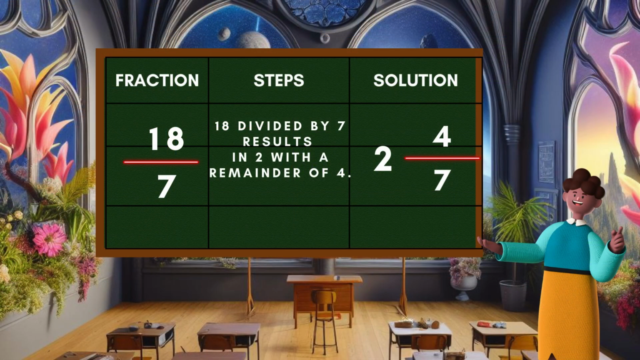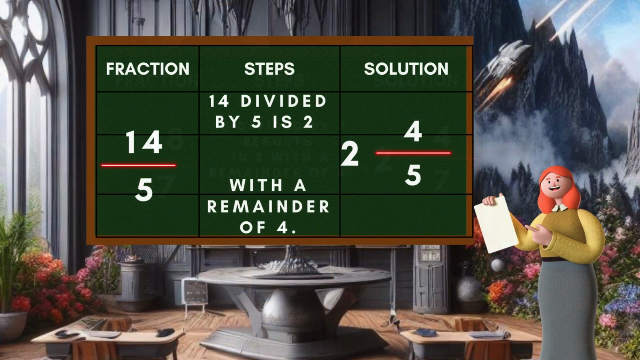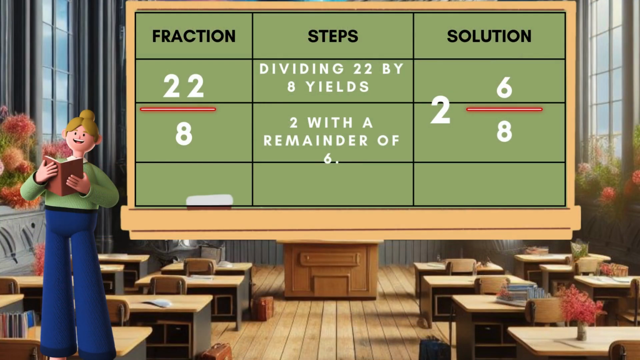Fraction 8, 18 over 7. The solution here is 18 divided by 7, which results in 2 with a remainder of 4. This then converts to 2 4/7. We are almost to the end of our countdown. Let's move on to fraction 9, which is 14 over 5. The solution is 14 divided by 5 is 2, which gives us a remainder of 4. The mixed number is 2 4/5. Fraction 10, 22 over 8. The solution is dividing 22 by 8, which yields 2 with a remainder of 6.